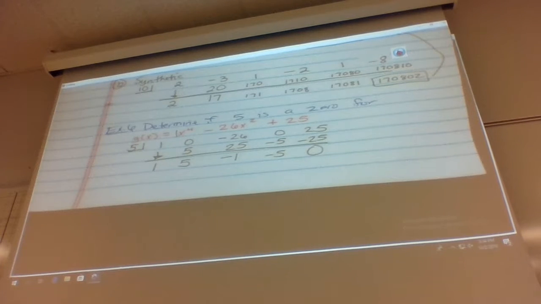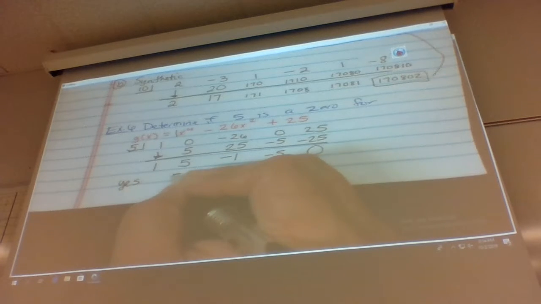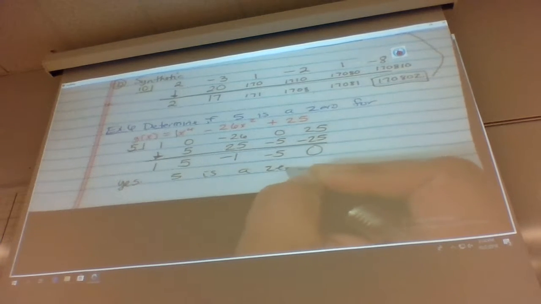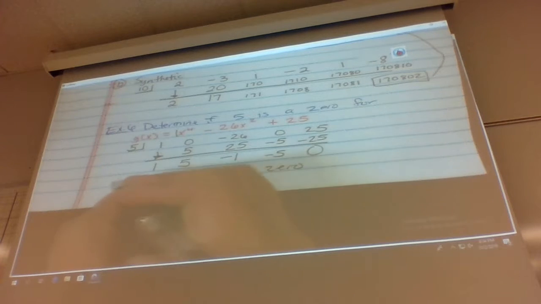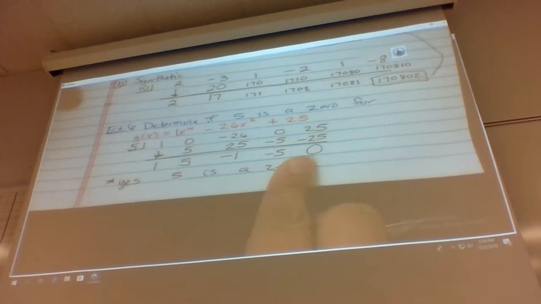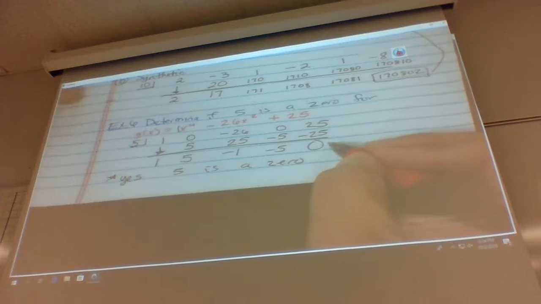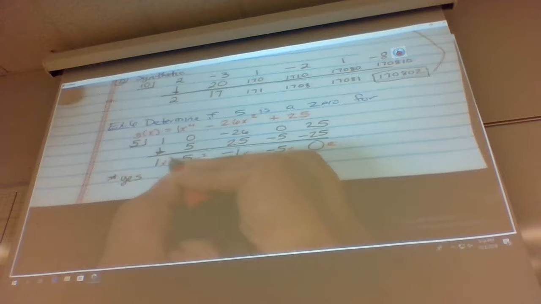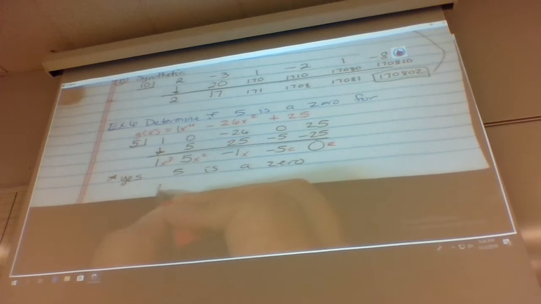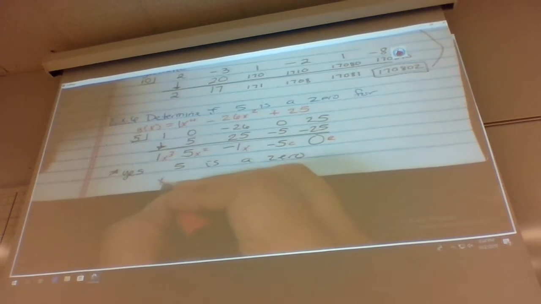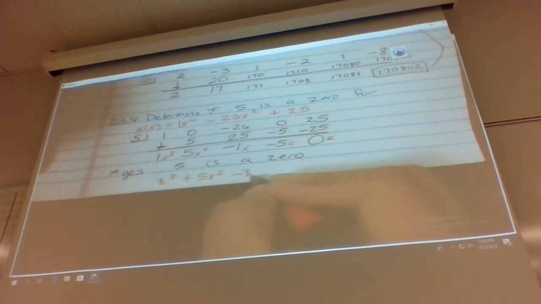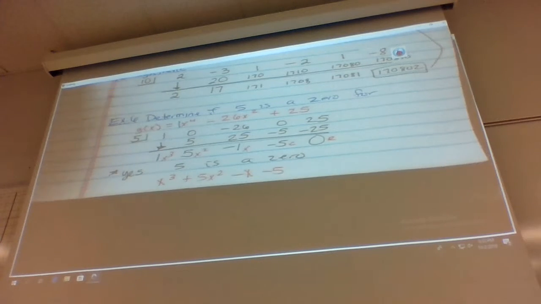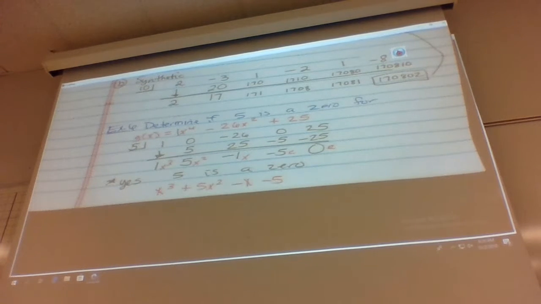If they ask you, what is your quotient? This is your remainder, this is your constant, this is your x, this is your x squared, and this is your x to the 3rd. And we always go backwards. X to the 3rd plus 5x squared minus 5. That is your answer. So the number underneath the one is the quotient.